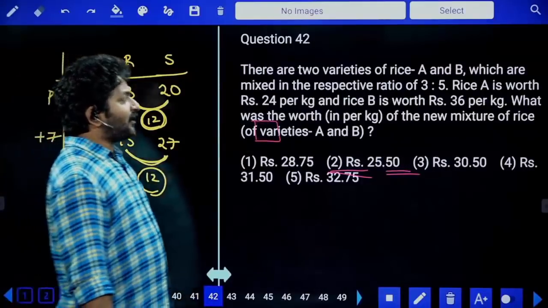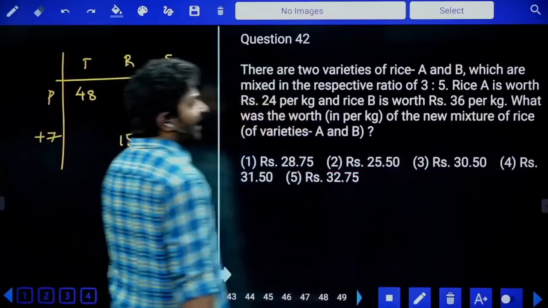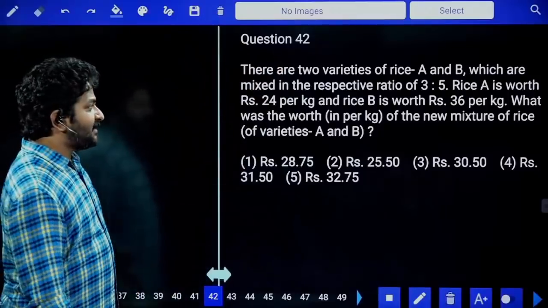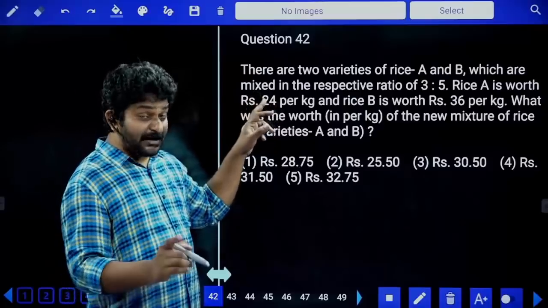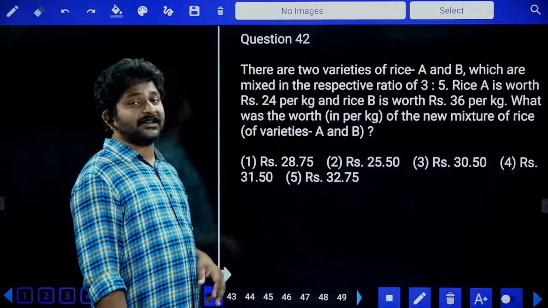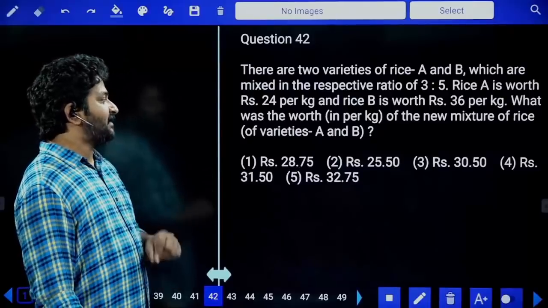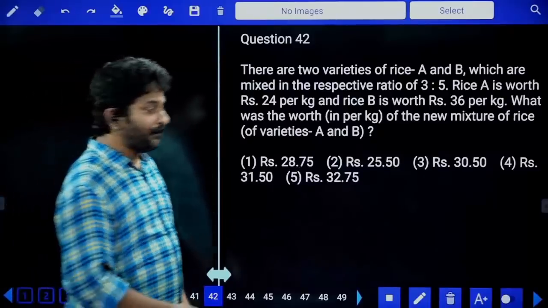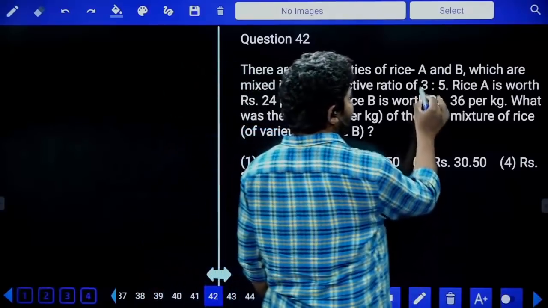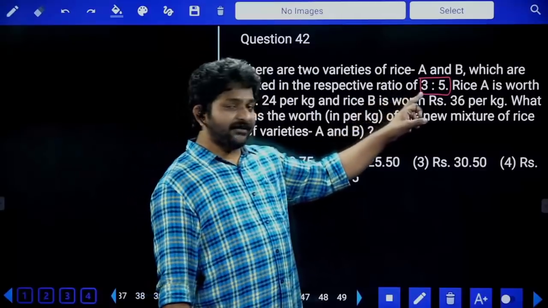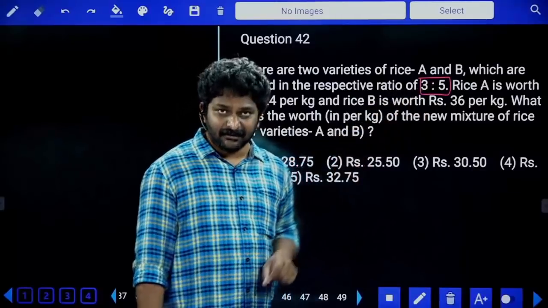There are 2 varieties of rice, A and B, which are mixed in the respective ratio 3:5. Rice A is worth 24 rupees per kg and rice B is worth 36 rupees per kg. What is the worth of the new mixture of rice, varieties A and B together? The quantities were taken in the ratio 3:5, so I'll consider 3 kgs of the first variety and 5 kgs of the second variety.